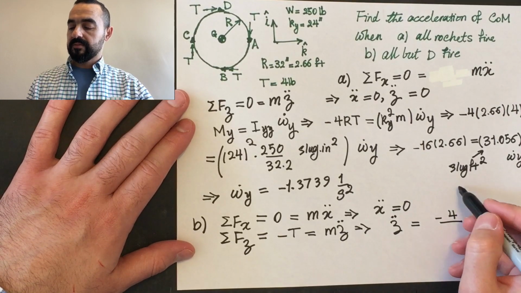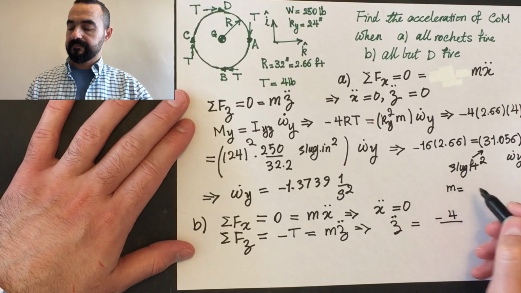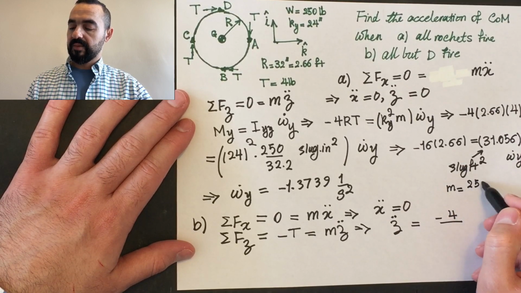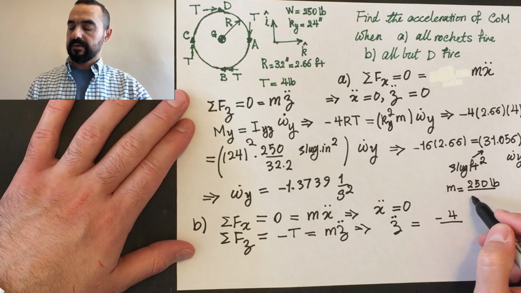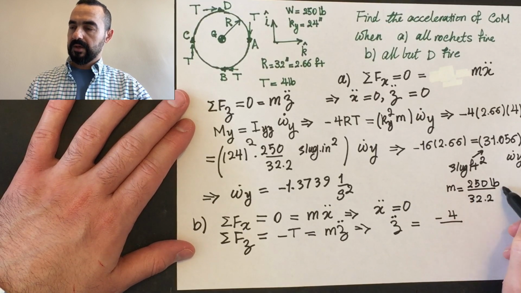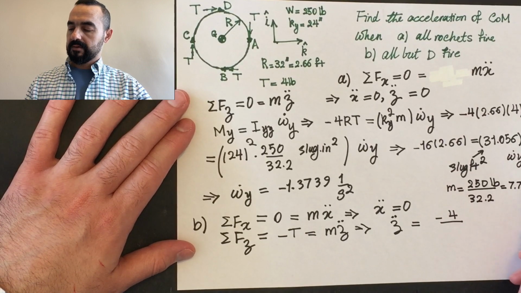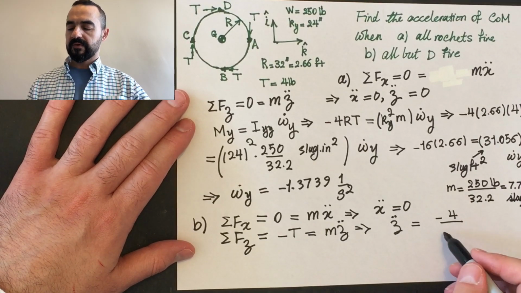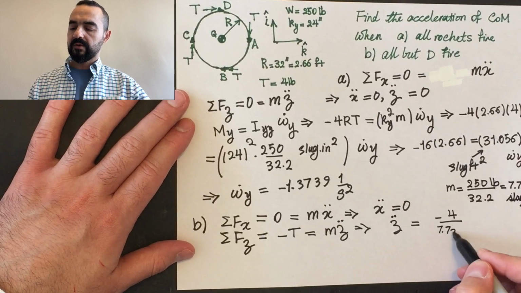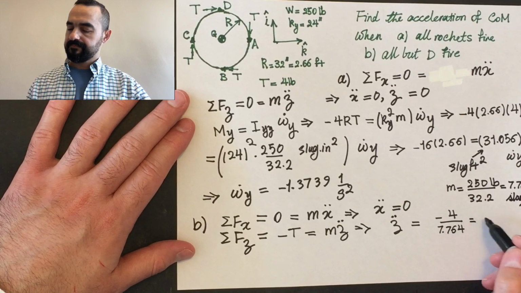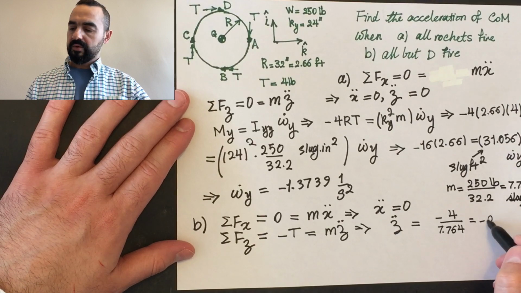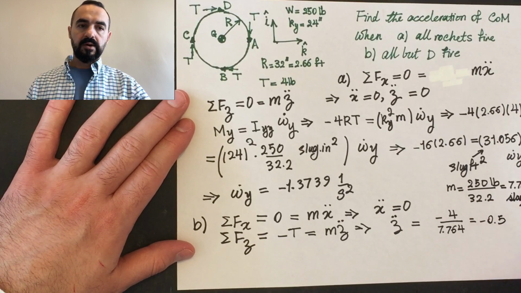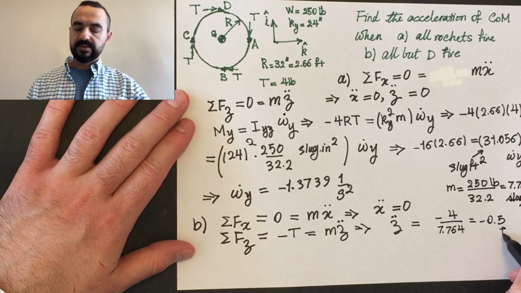Alright, so let me compute mass here, make it easy. 250 pounds over 32.2 gives me 7.764. All right, it's slugs. So minus 4 over 7.764 gives me 0.5 feet per second squared.